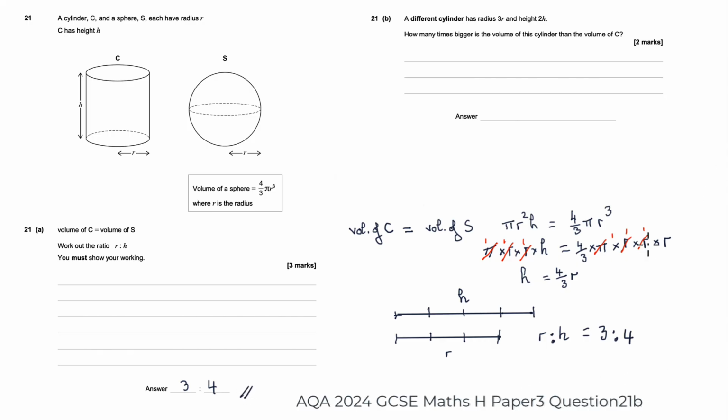Well, let's look at part B now. And we're told that a different cylinder has a radius that's 3 times this radius and a height that's twice this height. And we're asked how many times bigger is the volume of this cylinder than the volume of C. So the old volume, remember it was pi r squared h. So let's look at the new volume. Now it's going to be pi r squared times h, but of course r has changed. We're told that r is now 3r, so instead of r squared, it's going to be 3r squared. And instead of times the height, it's going to be times 2h.